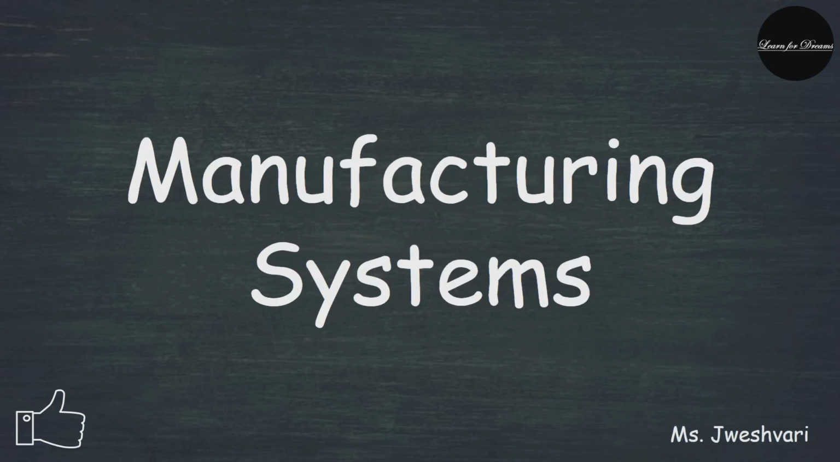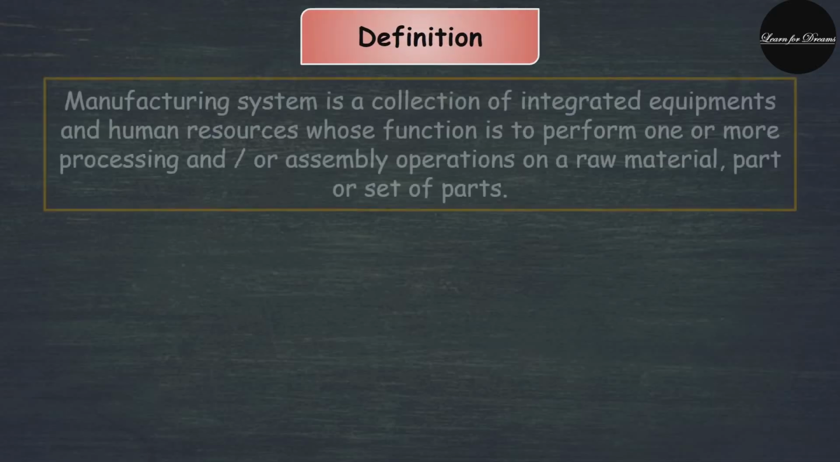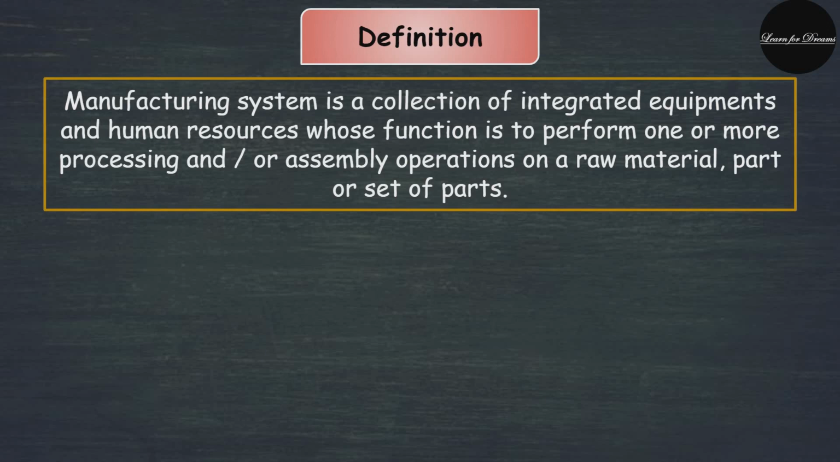Today we will see what is manufacturing system, its components, types, advantages, limitations, applications, etc. So we will start with the definition. Manufacturing system is a collection of integrated equipments and human resources whose function is to perform one or more processing and or assembly operations on a raw material, part or set of parts.